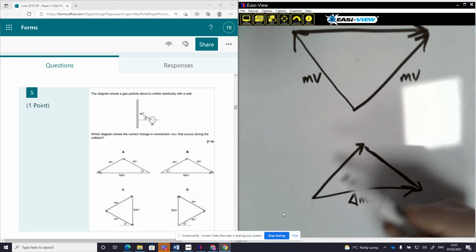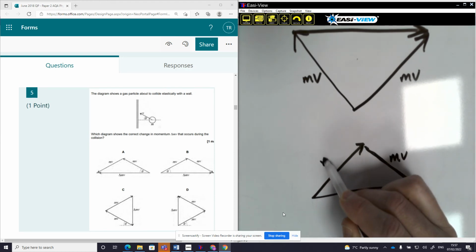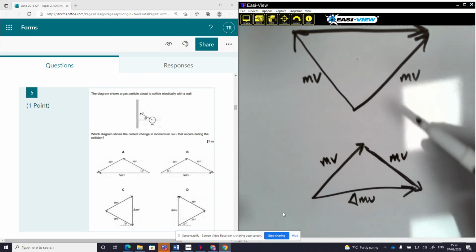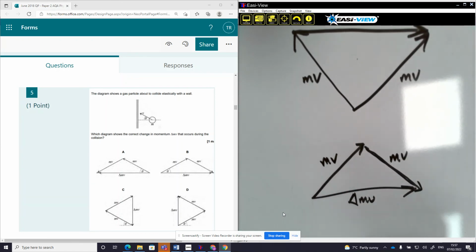But I don't think that's as clear and obvious, although you end up with the right answer. So I would be doing it this way and then looking to see which way my delta mv is and getting it from that.